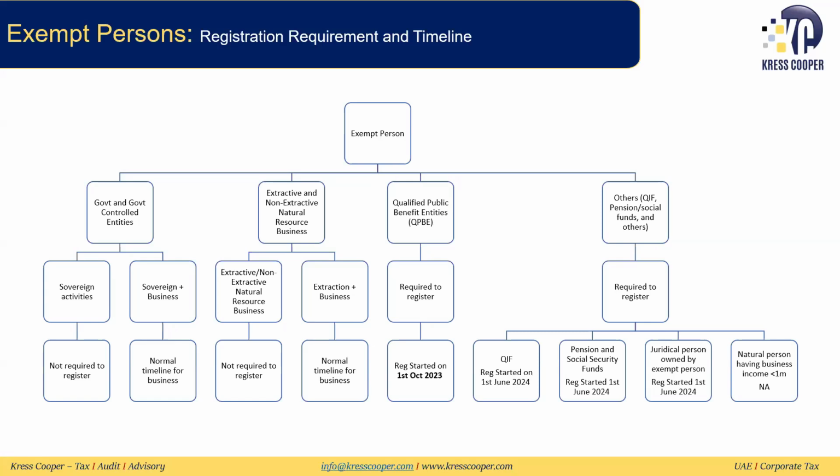Only the government entities, government controlled entities, and extractive and non-extractive natural resource businesses have an automatic exemption. But the extractive and non-extractive natural resource businesses do need to notify the ministry, and that is one condition for them.